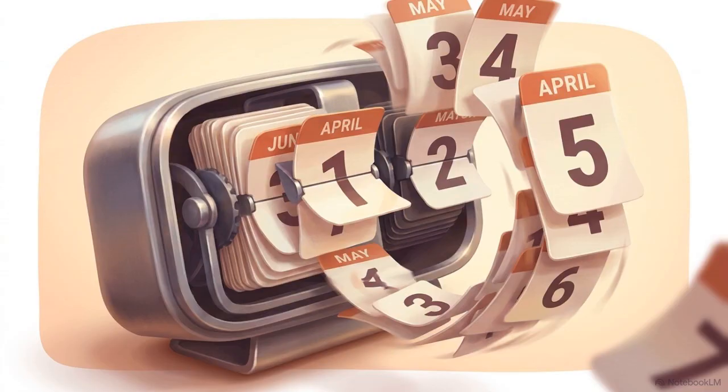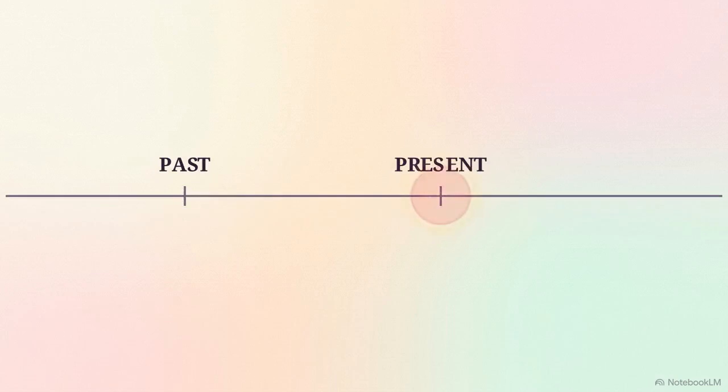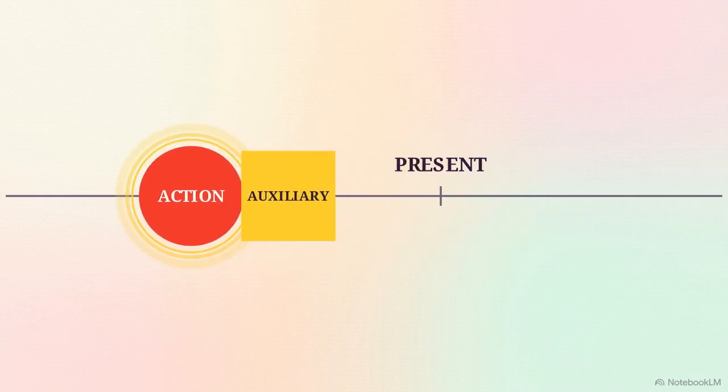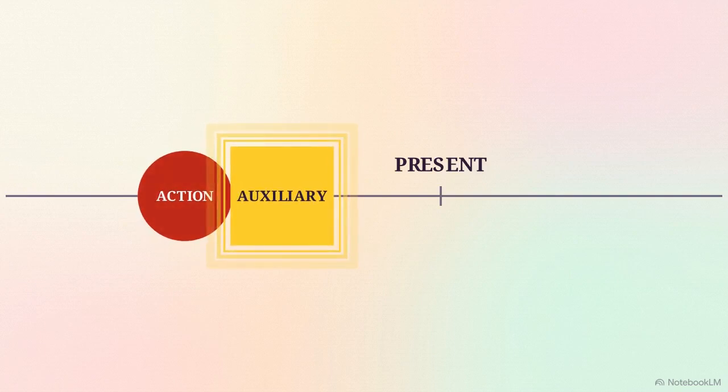Let's look at their first structural challenge, time travel. Erick wants to talk about what he did yesterday, but on his own, he is locked in the present tense. The auxiliary verb fixes this. By stepping in with a helper like did or was, banana physically slides the action along the timeline into the past. Notice how the tense marker transfers to the auxiliary, allowing the main verb to reset.